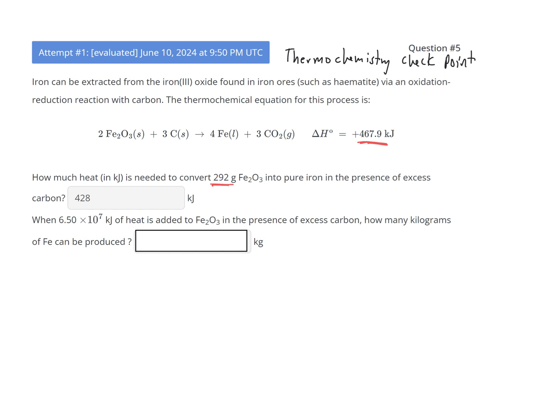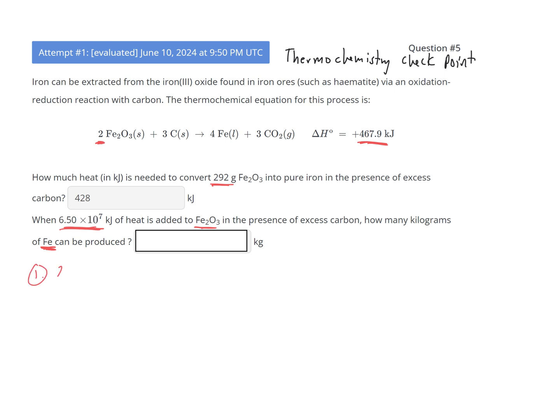And then they give us the opposite side. They say, okay, if we add this much energy to the reaction in the presence of iron(III) oxide and carbon, how many kilograms of iron can be produced? So kind of two different versions of the same question. So for part 1, we want to convert mass into moles and then use the molar coefficients in this thermochemical equation to convert moles into energy.